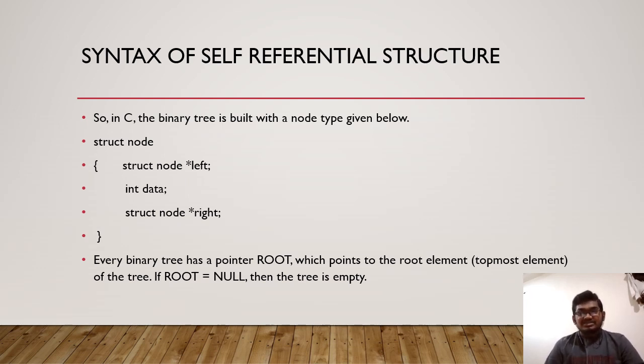Syntax of self-referential structure. In C, the binary tree is built with a node type given below: struct node *left; int data; struct node *right. Here left and right are the two pointers which point to the left child and right child. Data stores the value. Every binary tree has a pointer root which points to the root element, the topmost element of the tree. If root equals null, then the tree is empty.